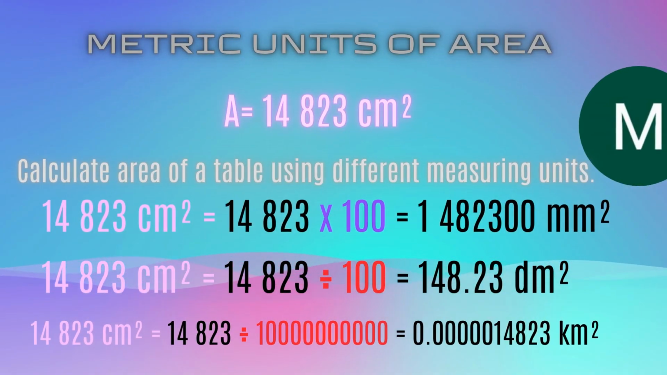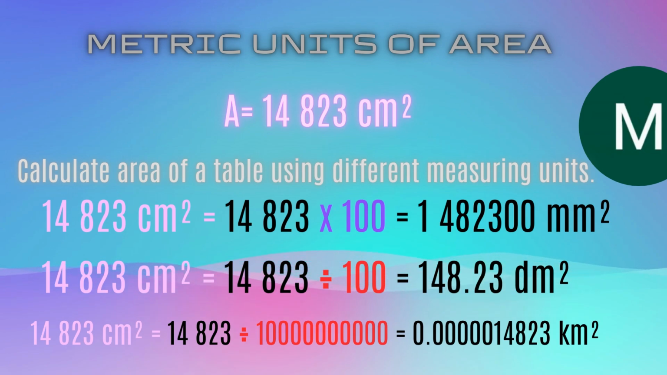Conversion between square units. Like we explained before, how to do it, now we will give you some examples. For example, we calculate the area of a table and it was 14,823 centimeters squared, and now we want to convert it to millimeters squared. Centimeter squared is bigger than millimeter squared, so we are doing multiplication.